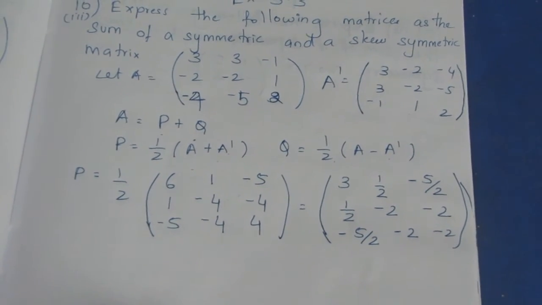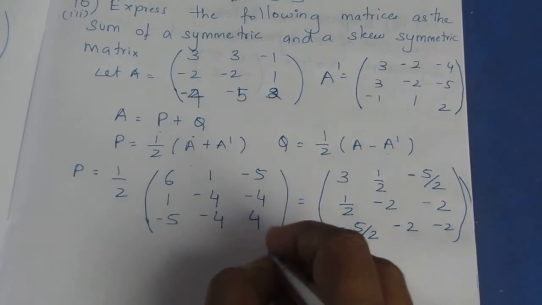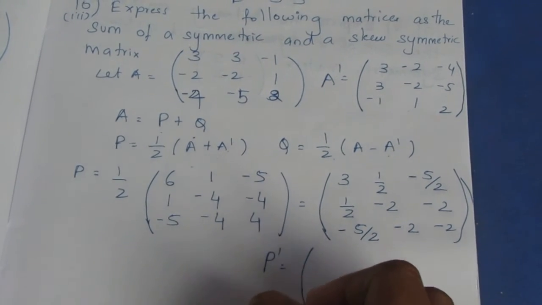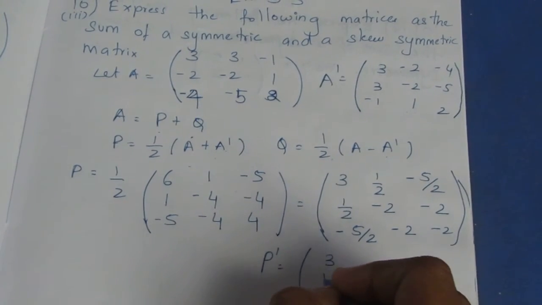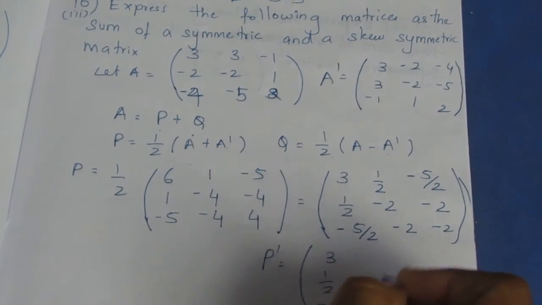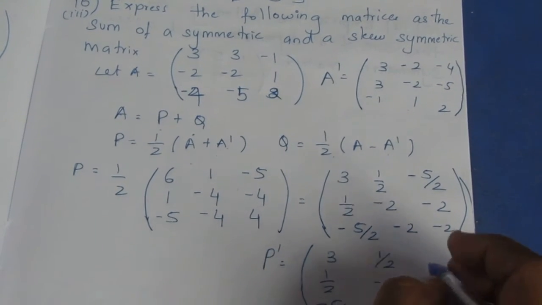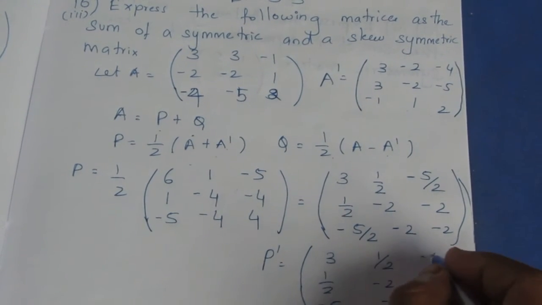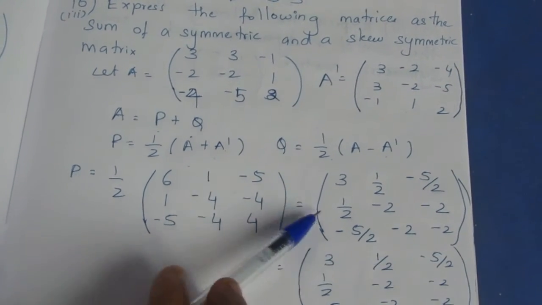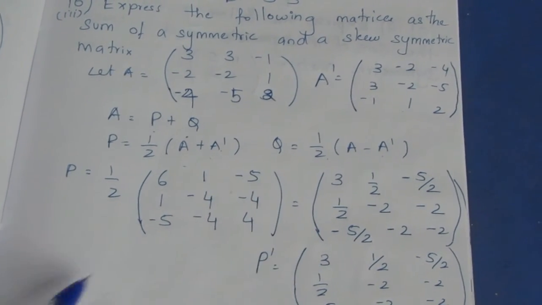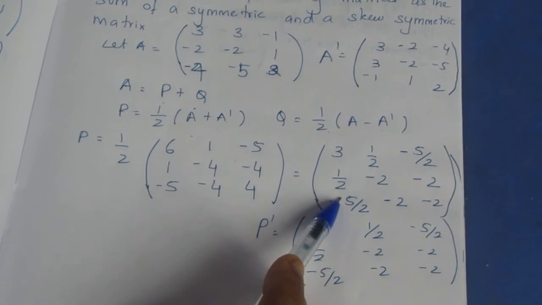Let me check whether it's a symmetric matrix. For that I am going to find P transpose. So P transpose here is changing row to column of P. Here 3, half, minus 5 by 2. Here again the second row to a column, half, minus 2, minus 2. Here third row, minus 5 by 2, minus 2, minus 2. If you check the P and the P transpose, both are equal. That means we have formed a symmetric matrix. This is a symmetric matrix.